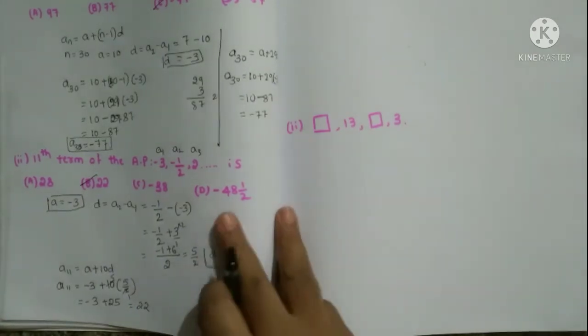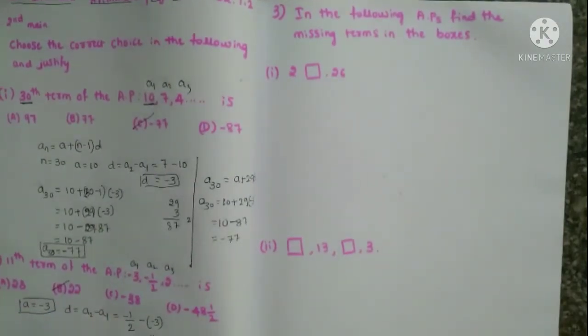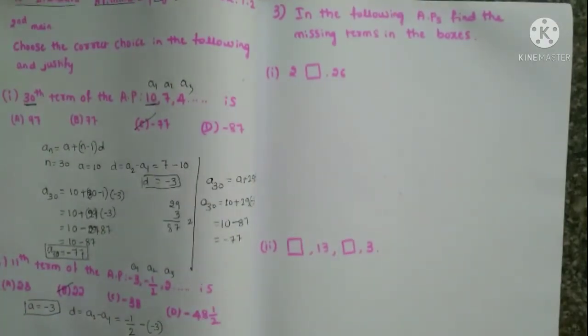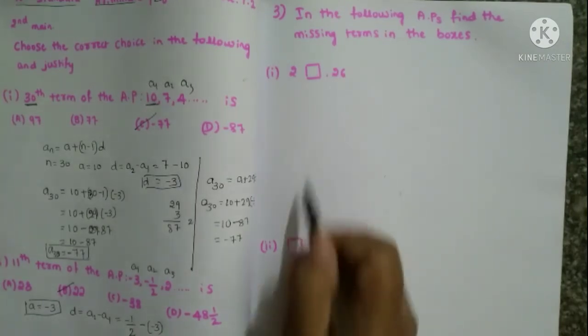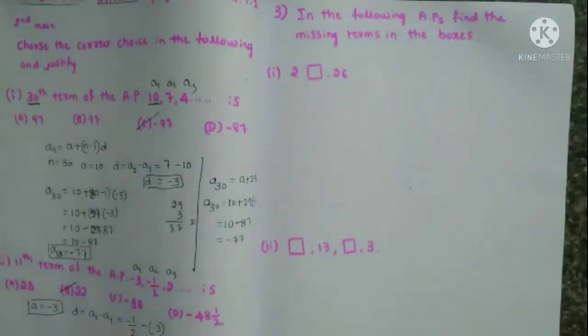Okay. Now we'll see the third main. In the third main also actually you have 5 sums. In this video I'll solve 2 sums. Remaining sums I will solve in the next video. In the following APs, find the missing terms in the boxes. See, these are important sums. This exercise is important only. You don't neglect it. See clearly and understand the sums. If you understand sums, you can solve any sums.